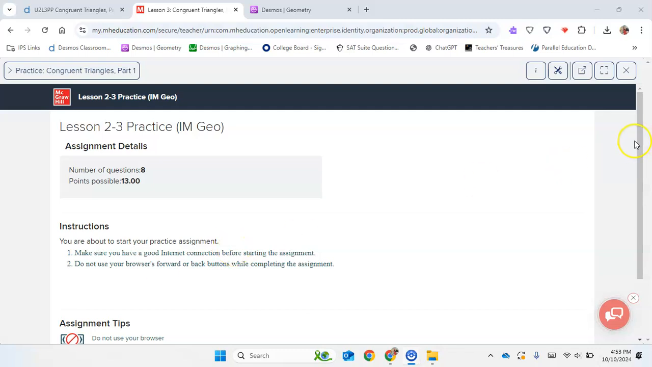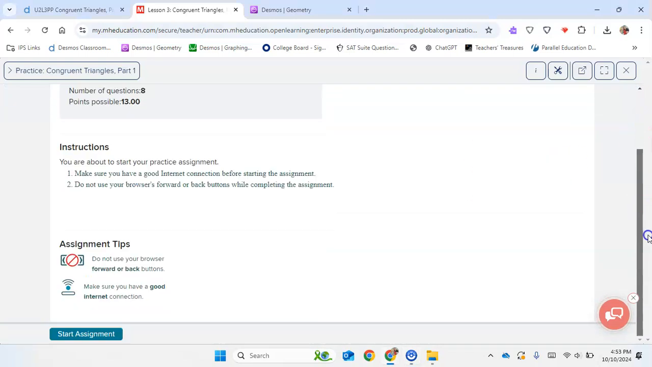Lesson 2-3 Practice. Congruent Triangles Part 1.